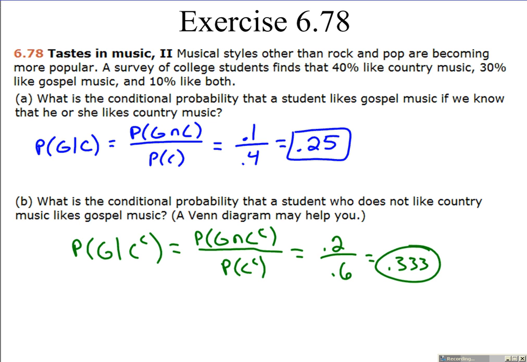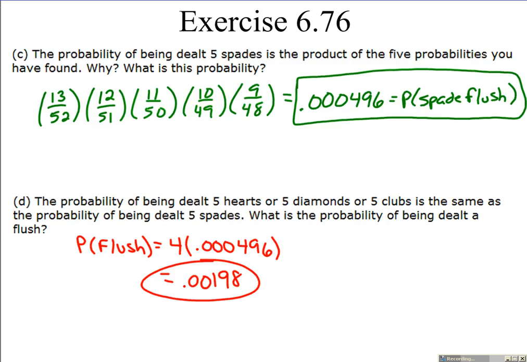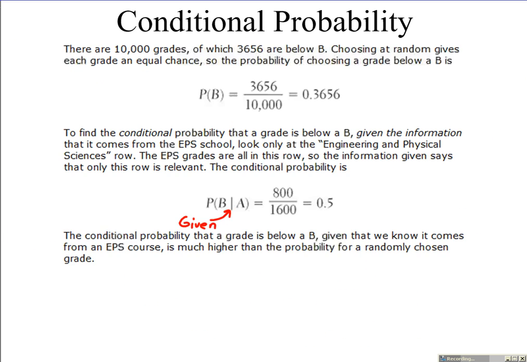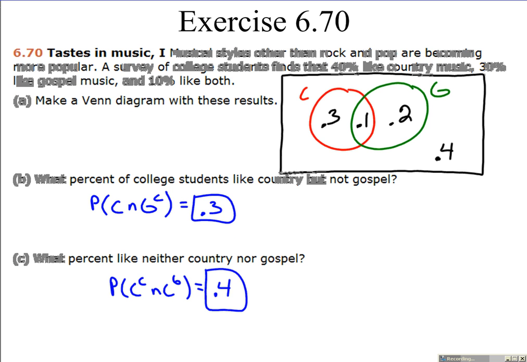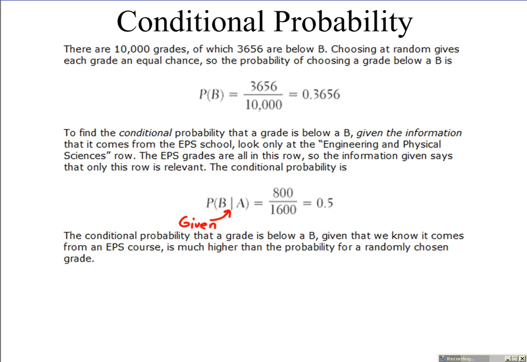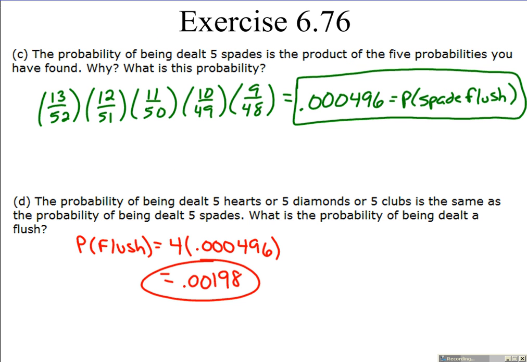So again, the probability of gospel and not country is right there. And then the second part of it, or the denominator, was the probability that they do not like country. Well, inside the red, there's 40% that do like country, which means there's 60% or 0.6 that do not like country. And that's how we get our denominator there.